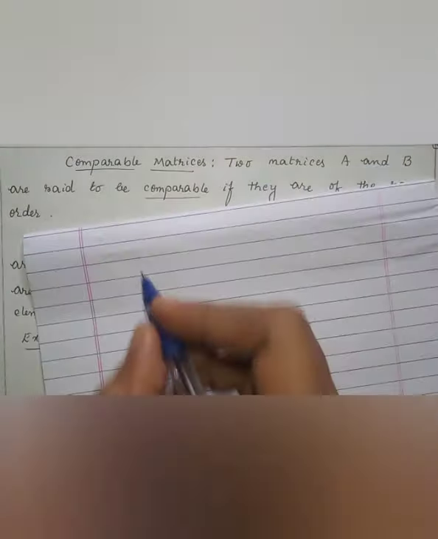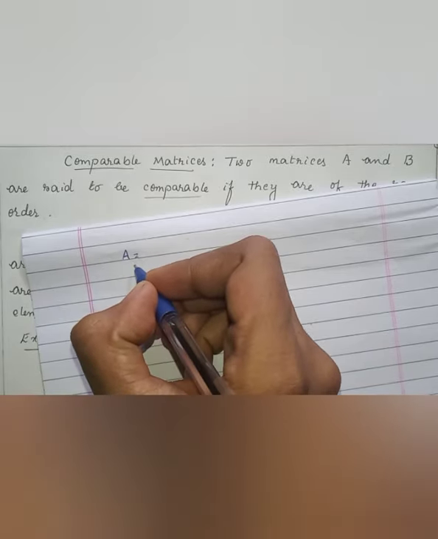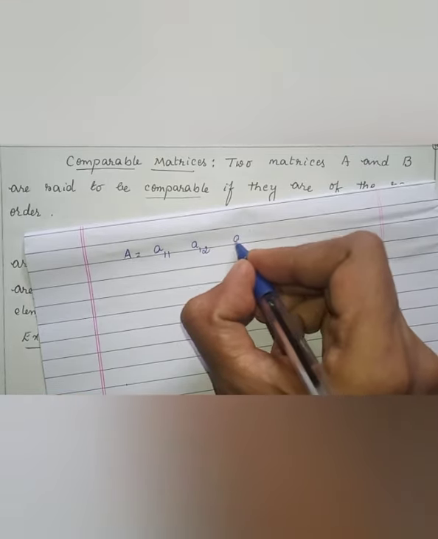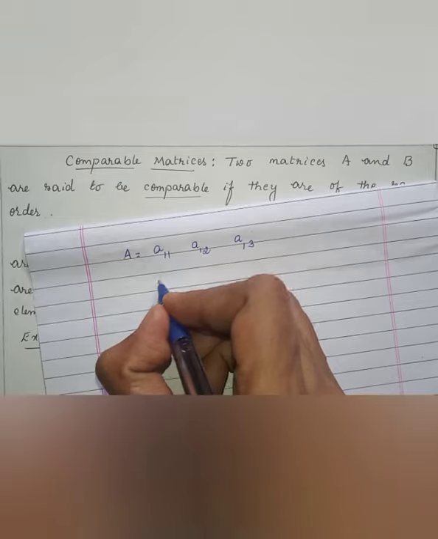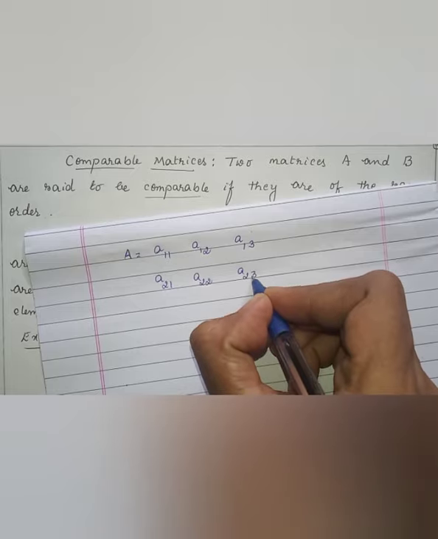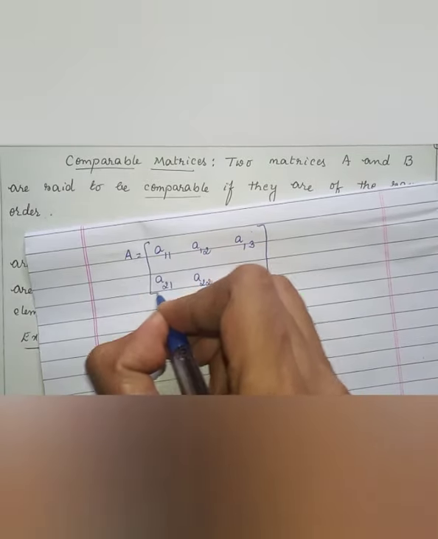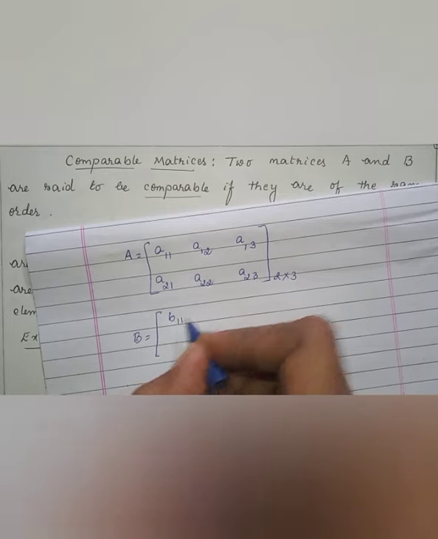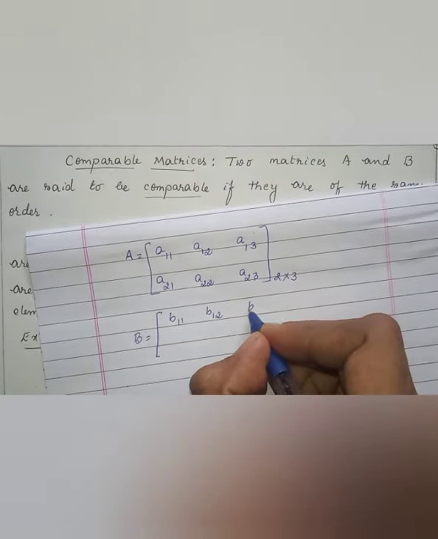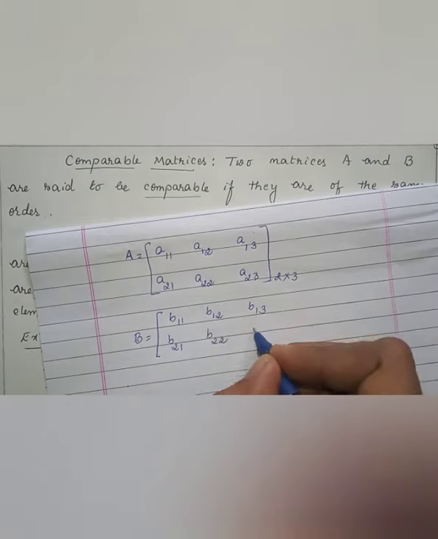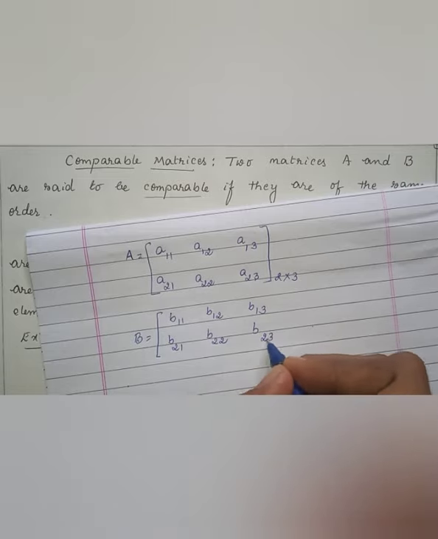That means if A is a matrix, I'll consider a 2 by 3 matrix: A11, A12, A13, A21, A22, A23. So this is one 2 by 3 matrix. To compare with another matrix, I have to consider one more 2 by 3 matrix. Elements I'll take B11, B12, B13, B21, B22, B23.